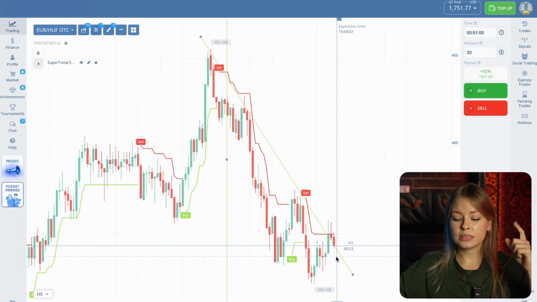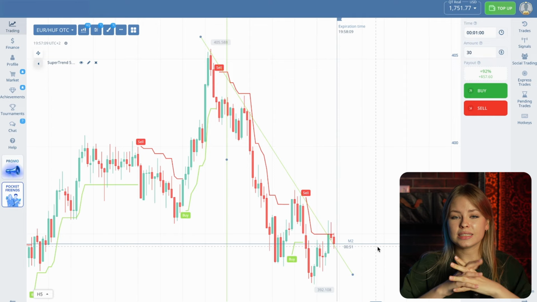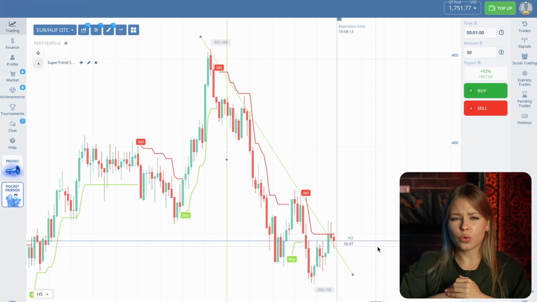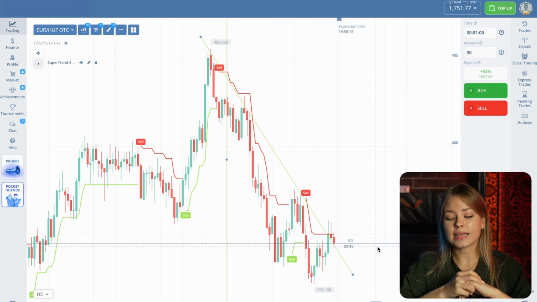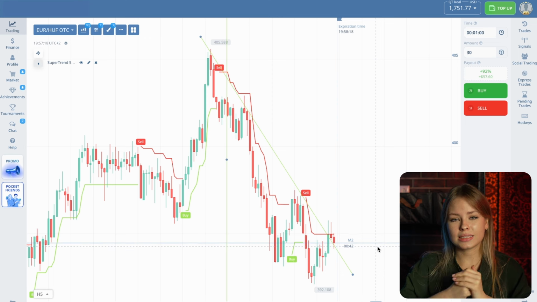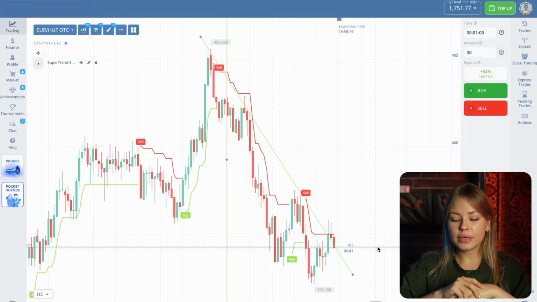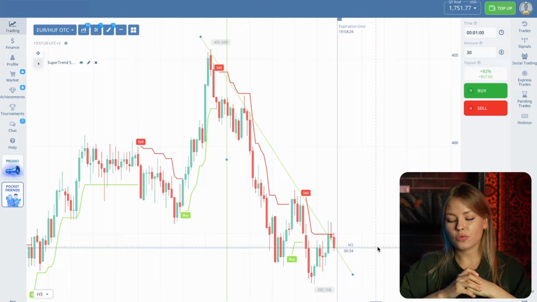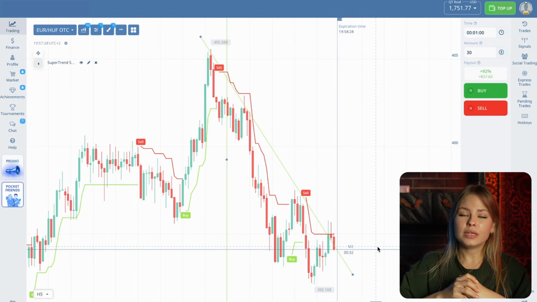Well, maybe this is a situation where the price needs some more time to become strong enough, to make some consolidation and then finally to show us the impulse. Well, maybe another time I would wait for this breakout because every trader likes breakouts. Well, but maybe not today.